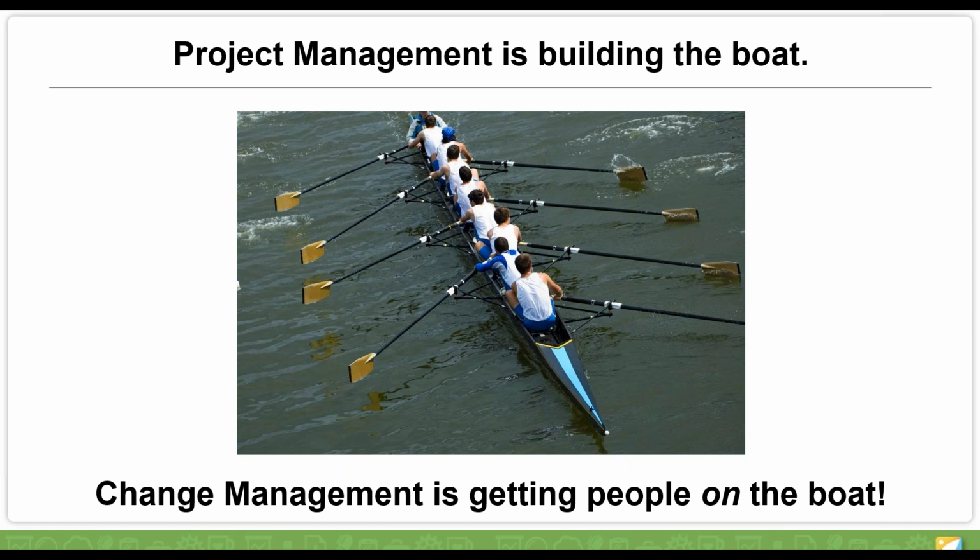But the change management component is not the scope or the budget or the timeline of project management. It's not what resources we need. It's how do I get people onto the boat to row the boat and get it to that next island over. So it's really about how to utilize the technology, the systems, the boat.